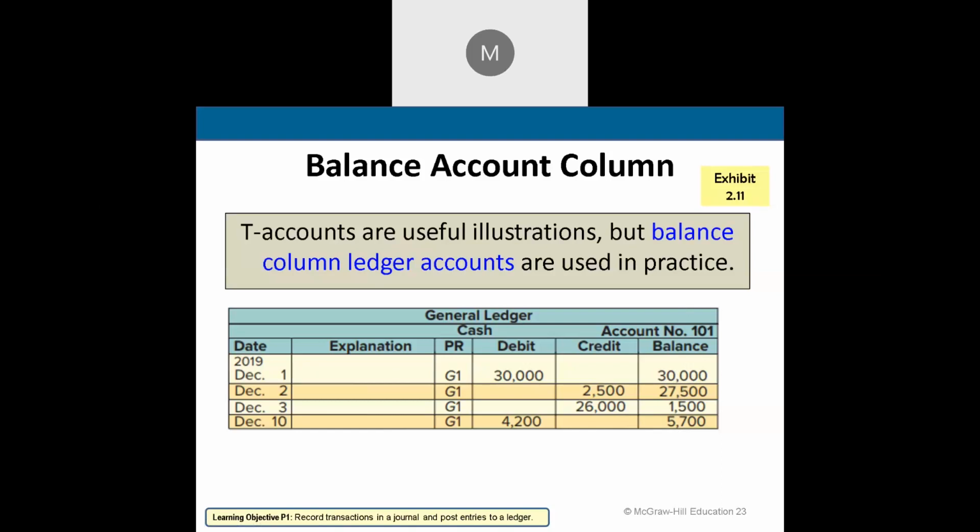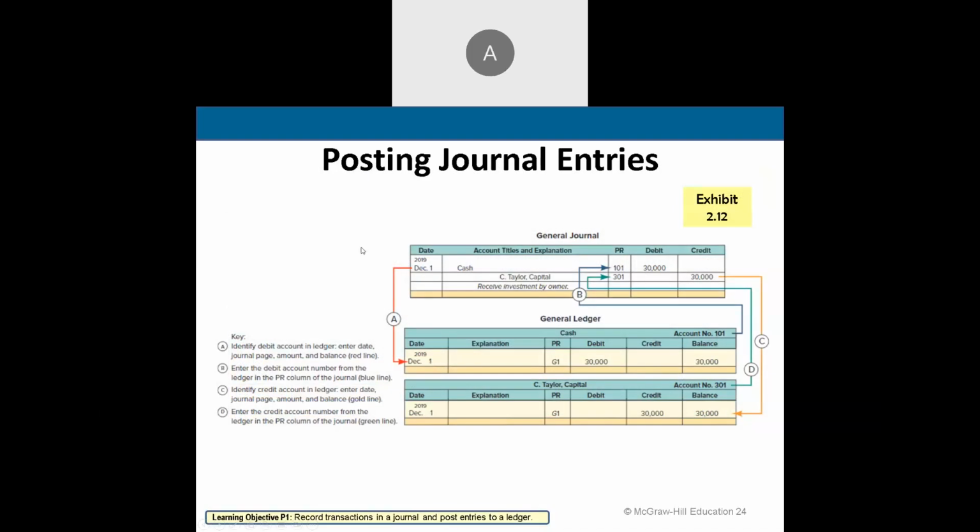So the debits is what's coming in and the credits is what's going out? For assets, yes. For asset accounts, like cash, yeah. It's the opposite for liabilities and for equity. Good question.